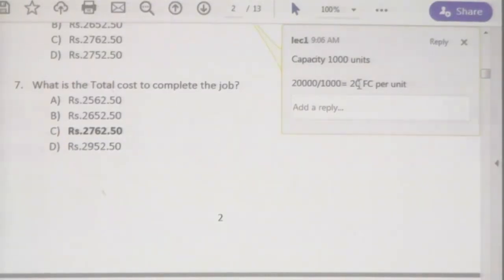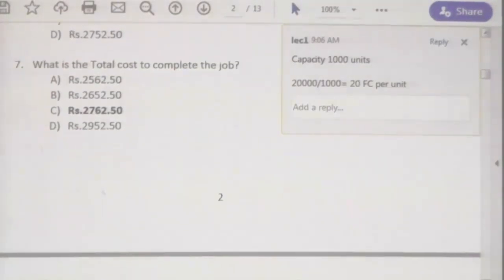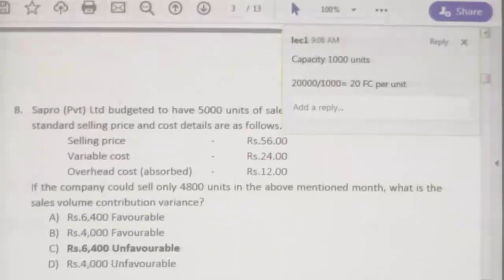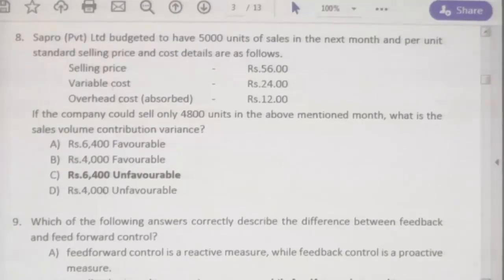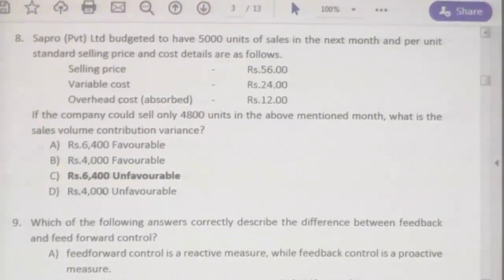Try to keep not only this answer in your mind, but how we have reached the answer. It is very important when you are answering this type of question. Now, we will move into question number 8. Right, our question number 8 is actually about sales variances.